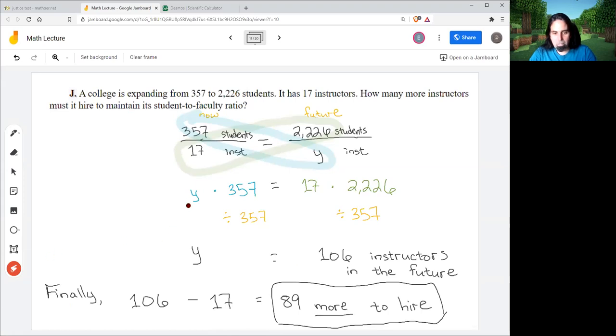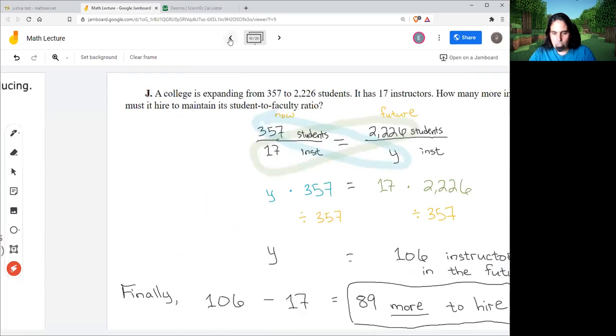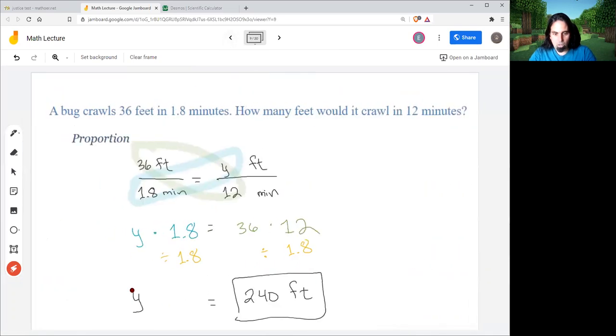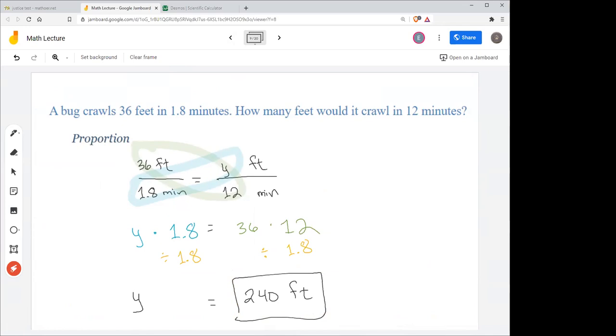Notice my good habits. I keep my Y's lined up. I keep my equal signs lined up. I keep this stuff lined up as much as I can. I don't usually put a box around my Y. I just put a box around the 240. Why would that be? Because that's the number the Y turned into?